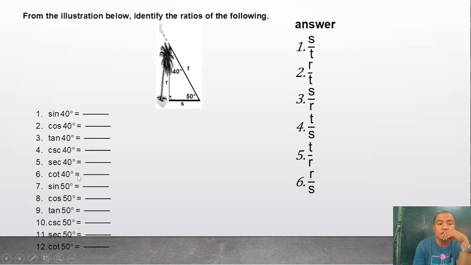Number 6, cotangent 40 degrees is R over S. Number 7, sine 50 degrees, opposite over hypotenuse, R over T. Number 8, cosine 50 degrees, adjacent over hypotenuse, S over T. Number 9, tangent 50 degrees, opposite over adjacent side, R over S. Number 10, cosecant 50 degrees, hypotenuse over opposite side, T over R. Number 11, secant 50 degrees, hypotenuse over adjacent side, T over S. And last, cotangent 50 degrees is adjacent over opposite, S over R.